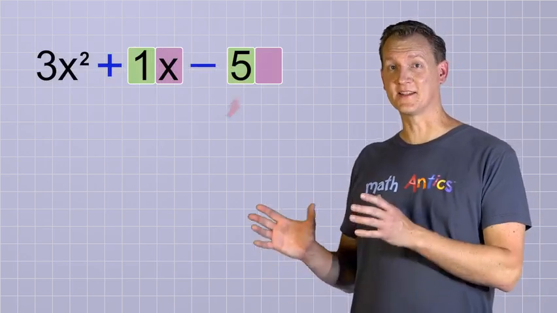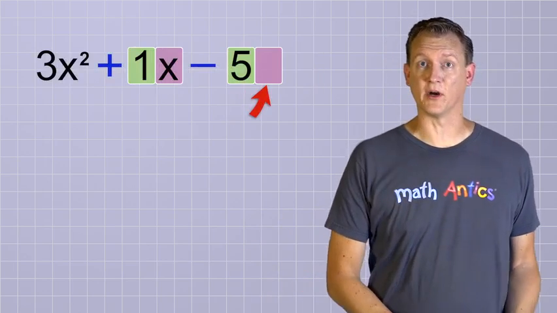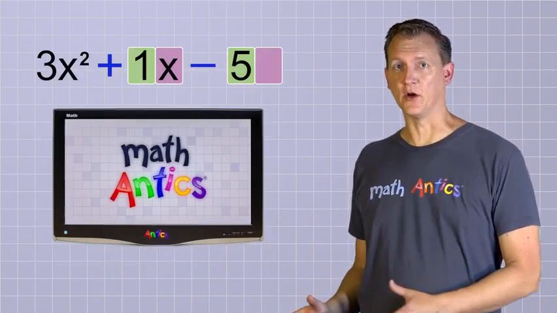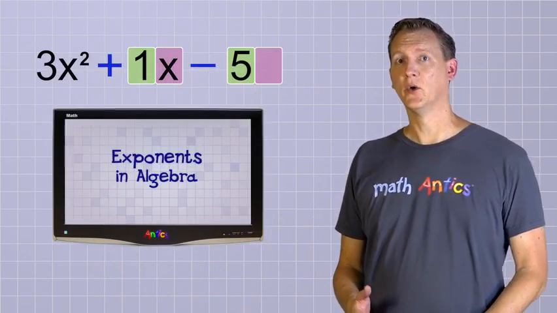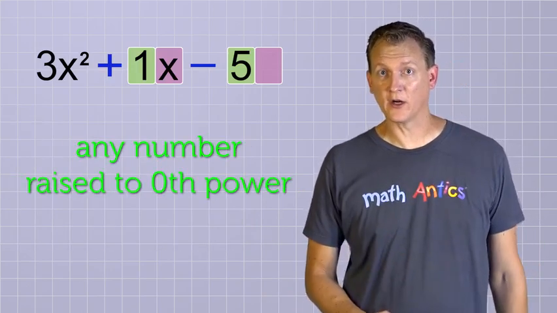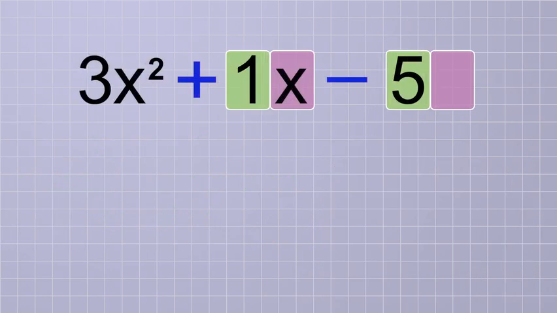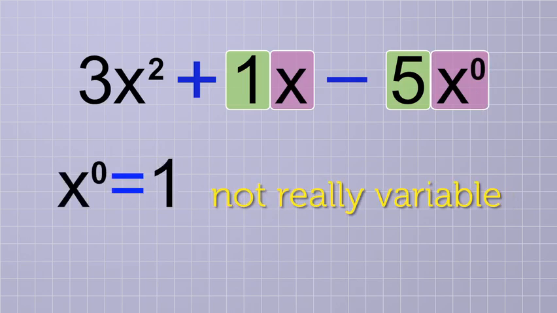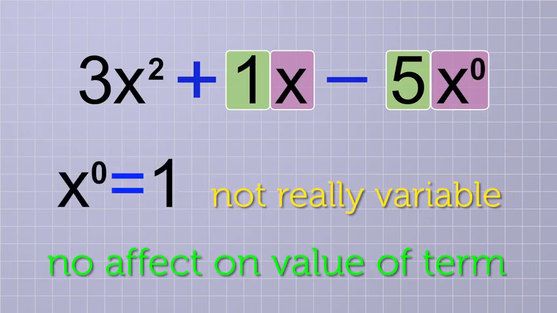Okay, but what about this last term that's missing its variable part? Well, that's a little trickier. Do you remember in our last video about exponents in algebra, we learned that any number or variable that's raised to the 0th power just equals 1? That means that we can think of this last term as having a variable, x, that's being raised to the 0th power. Since that would always just equal 1, it's not really a variable in the true sense of the word, and it has no effect on the value of the term.